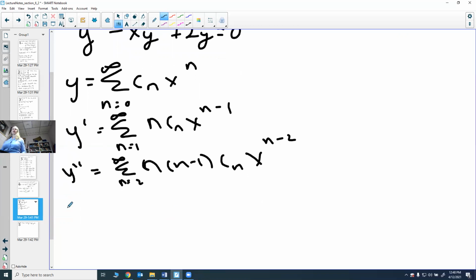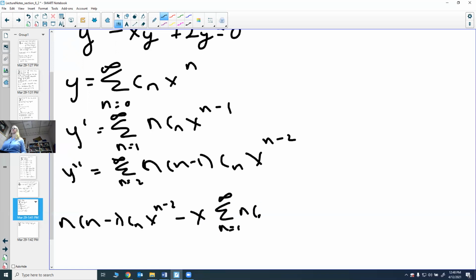So we're going to put in the y prime. That's going to be n times n minus 1 c sub n x to the n minus 2. Then we're going to have minus x times the summation n equals 1 to infinity of n c sub n x to the n minus 1. And then plus 2 times y. And y was the summation n equals 0 to infinity of Cn x to the n. And that equals 0.